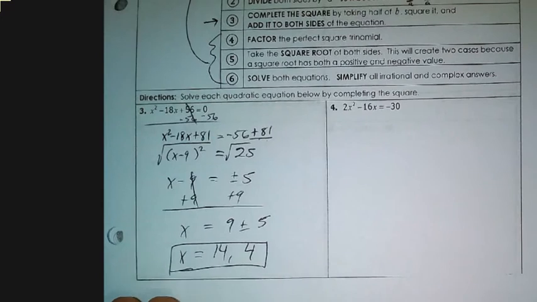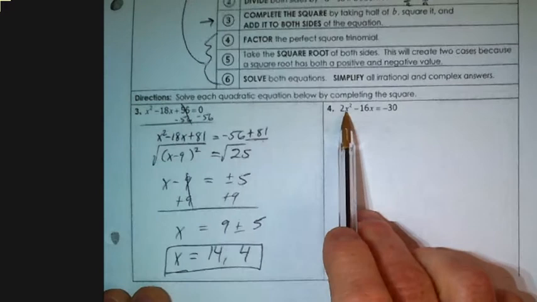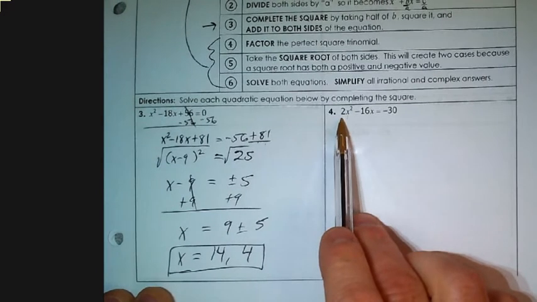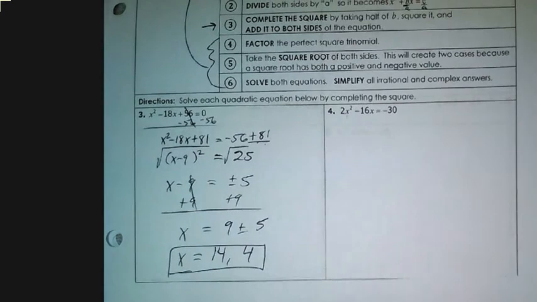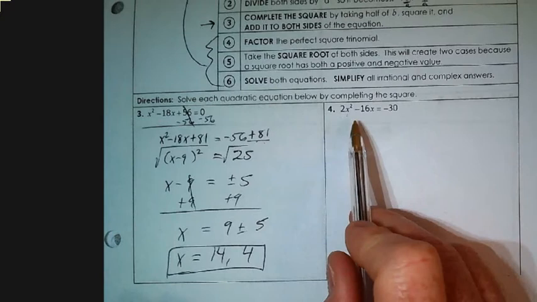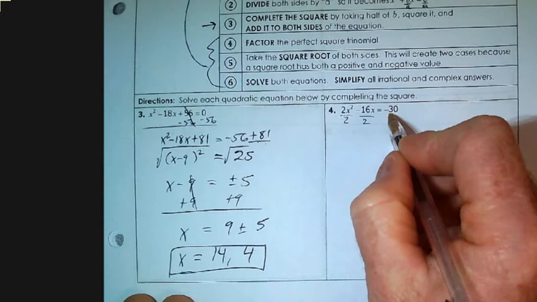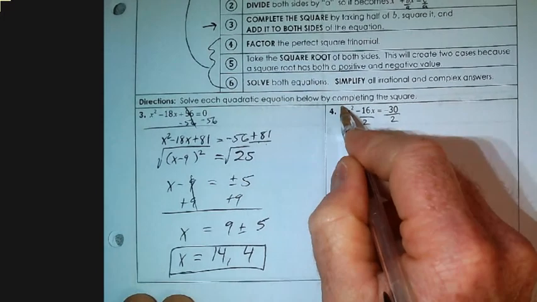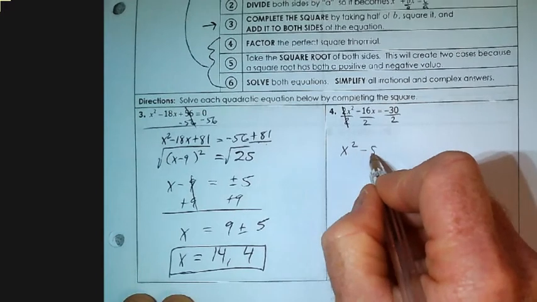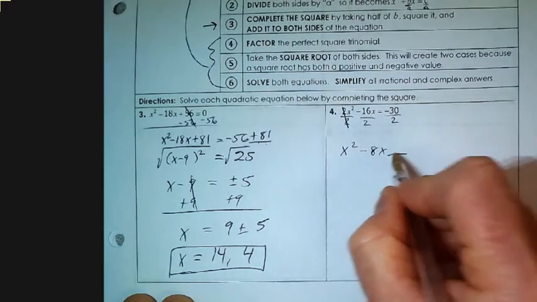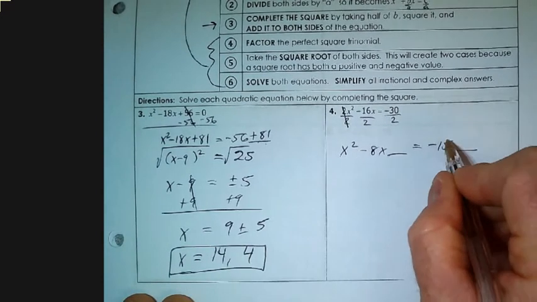Okay, look at number 4. In number 4, there is an issue. We've got this 2. Now, because this is an equation, I can just divide every term by 2. So let's do that. If I divide 2x squared by 2, and negative 16x by 2, and negative 30 by 2, look what happens. The 2's cancel, that leaves x squared minus 8x, and we'll leave a little space, equals negative 15, and we're going to leave a little space.